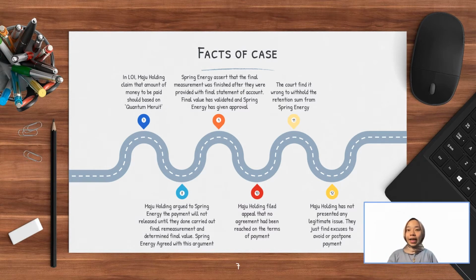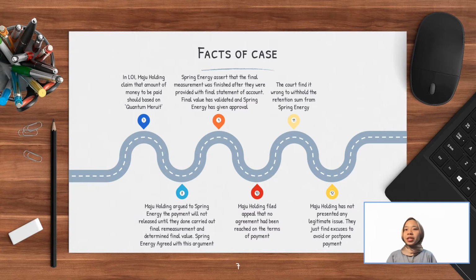In the letter of intent, Maju Holdings claimed that the amount of money to be paid should be based on quantum meruit, which means it should be reasonable and calculated based on the going rate for the labor and service that is being provided. Besides, Maju Holdings argued to Spring Energy that the payment will not be released until they have carried out final remeasurement and determined final value.